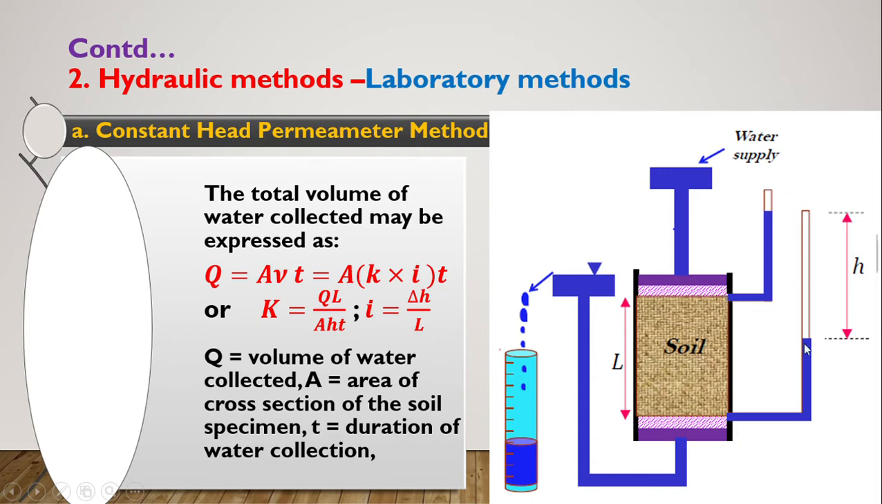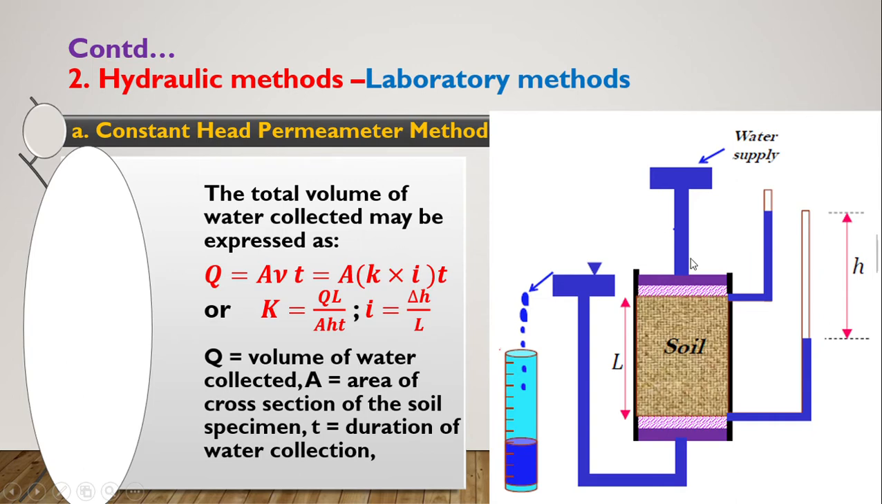And there are two tubes, at the upper end of the soil and at the lower end of the soil, for showing the head of water. How much water is present in this layer will be shown in this tube. And at the bottom there will be another tube which carries the excess water to the container. This is a graduated container. So this is the setup for a constant head permeameter method.